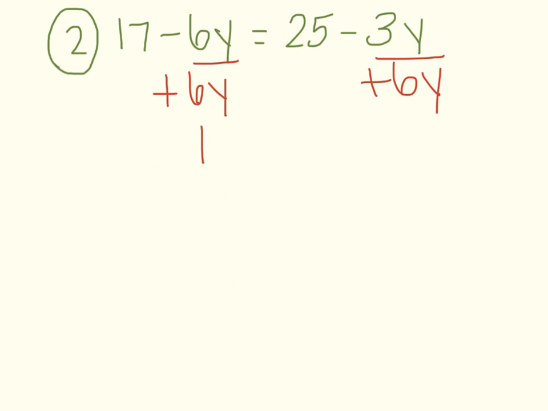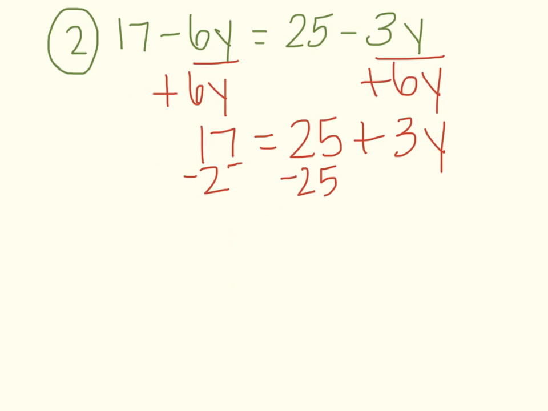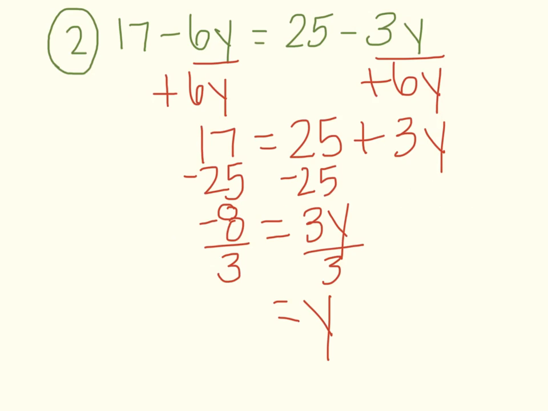which is going to leave me with 17 is equal to 25 plus 3y. Now I'm going to move over the 25 to the other side, so I'm going to subtract 25. And I'm left with 3y is equal to negative 8. The last thing I need to do is divide both sides by 3. So my final answer is y is equal to a negative 2 2/3.